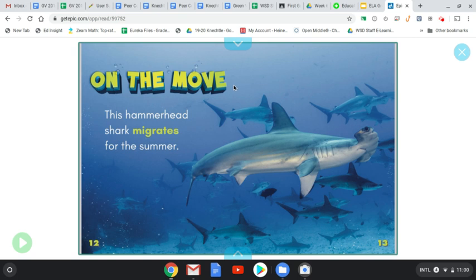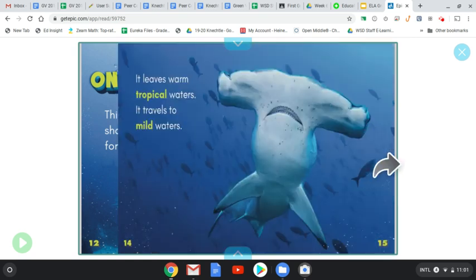Oh, we have a new heading, on the move. So we're going to be learning about how they're on the move. This hammerhead shark migrates for the summer. Oh, another important word. Migrates means that they move from one place of the ocean to another place. So they swim great distances.